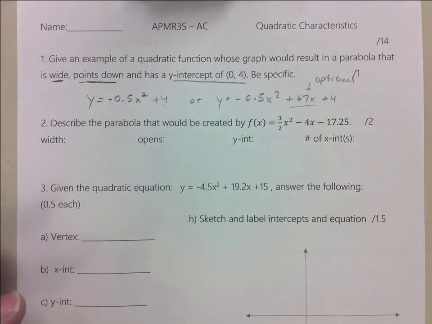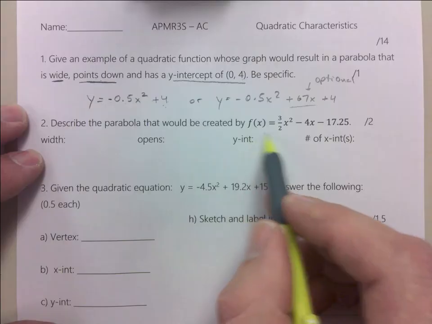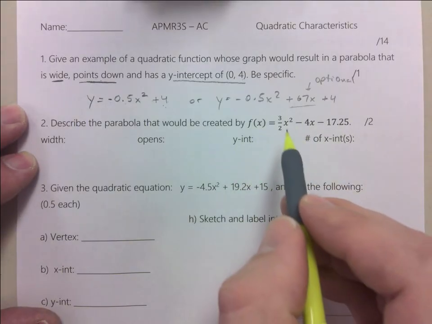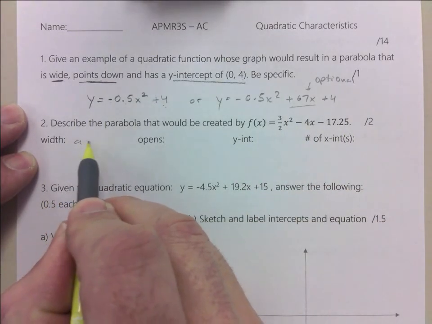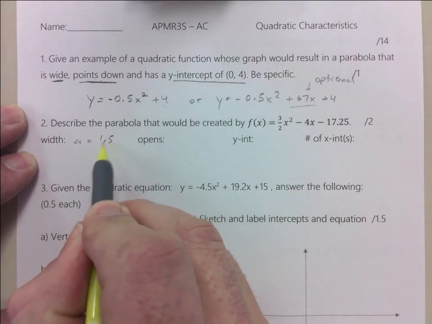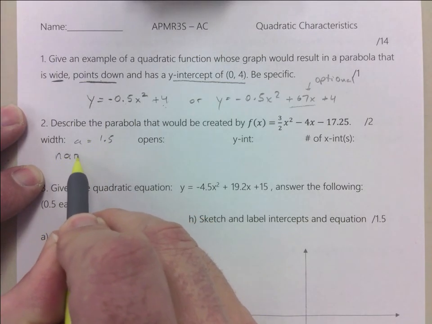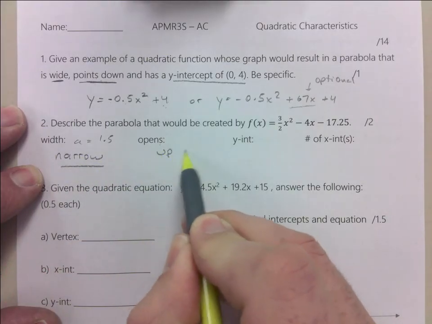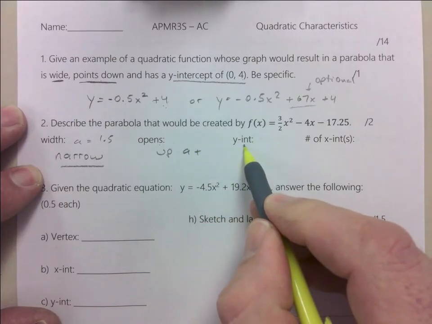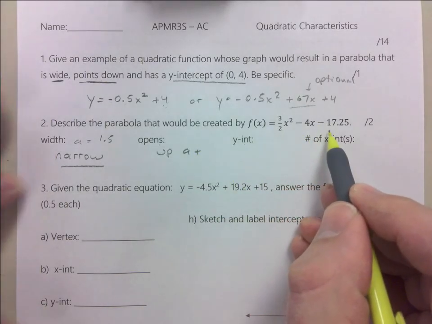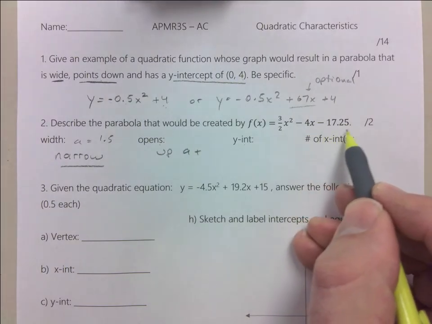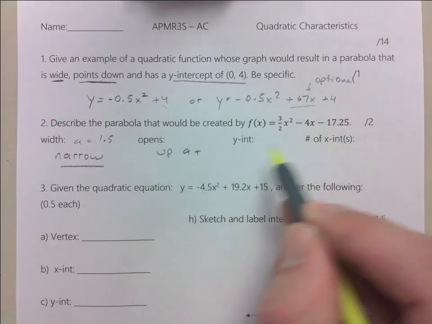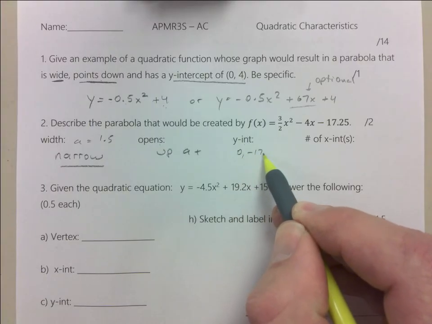Next, describe a parabola that would be created by this quadratic function. The width is equal to 1.5. So this is going to be a narrow curve. It opens up because A is positive. The y-intercept, this is in general form. Remember, it's in general form. Then we can automatically say that this is going to give us the y-intercept.